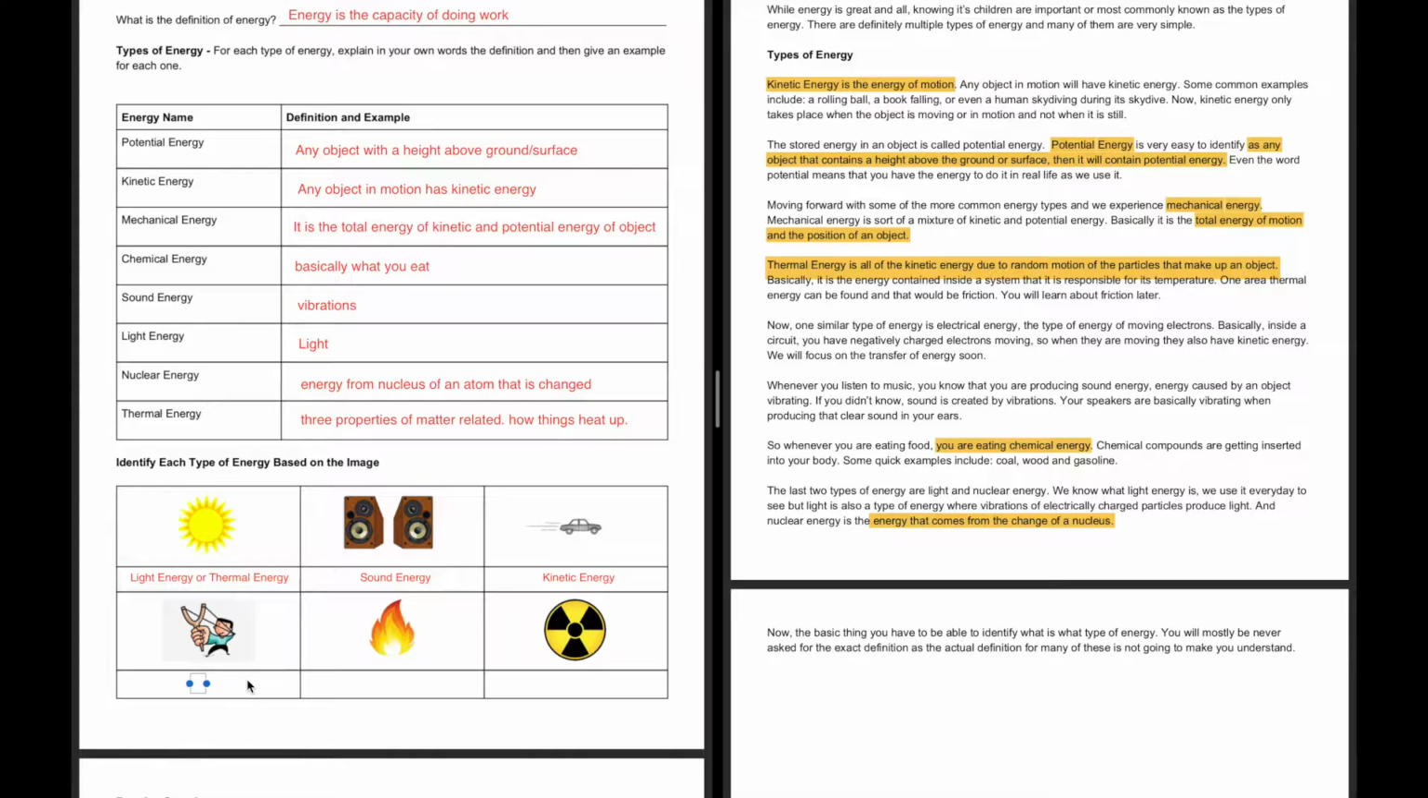This is potential energy. And why? Well, pressure is stored here. This thing has potential, like length or height. So when it is released, it gives off the energy. So this is potential energy.